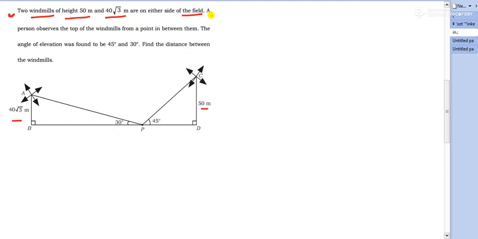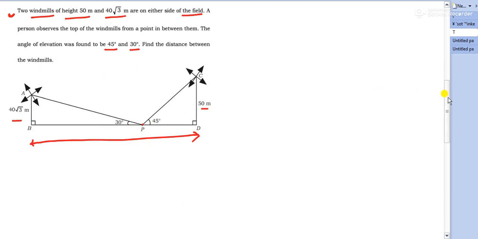Now a person observes the top of the windmill from a point between them. P is the person. He looks sometime at C and some other time at A. The angle of elevation was found to be 45 degree and 30 degree. You can see the angle of elevation is 45 and 30 degree. Find the distance between the two windmills. Means you have to find this distance BD.